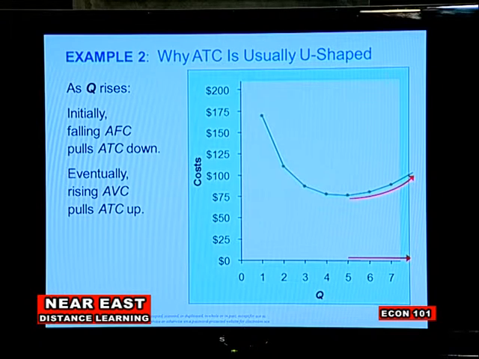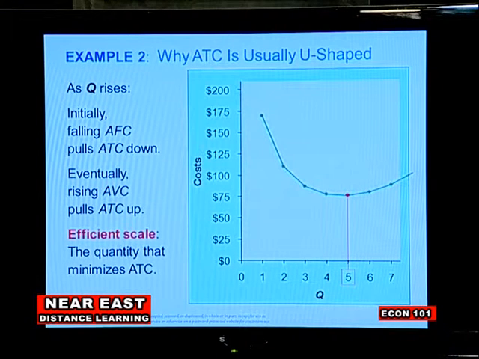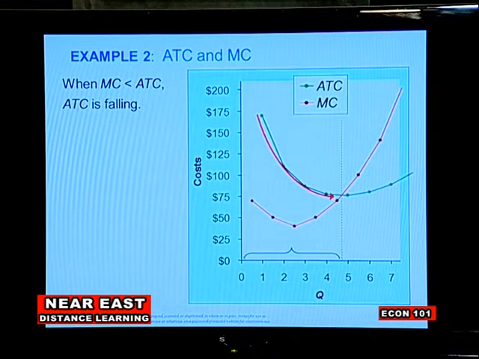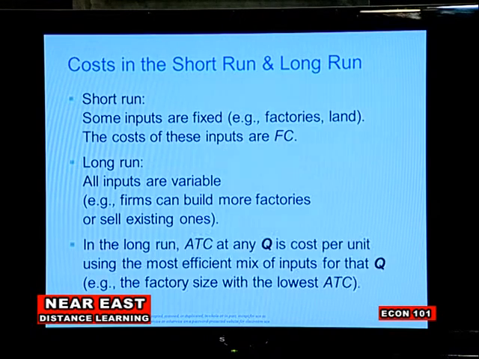Because falling average fixed cost pulls average total cost down, and then eventually rising average variable cost pulls average total cost up. We have an efficient scale, the quantity that minimizes average total cost. As you see here, we have cost in the short run and in the long run. In the short run, we have fixed cost and variable cost, but in the long run, all inputs are variable, so we just have variable cost. We don't have fixed cost in the long run.